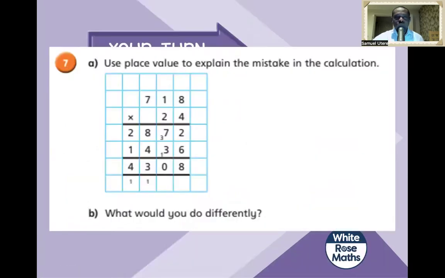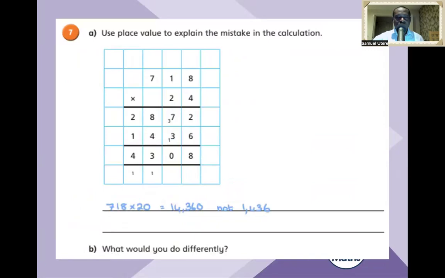All right, pause the video and answer question 7 in 2 minutes. All right, assuming you've paused the video and you've answered the question, here is the answer. So using place value, 718 times 20, you can see the mistake here is equal to 14,360, not this, okay? So the person did a place value mistake. They didn't do their carry properly.